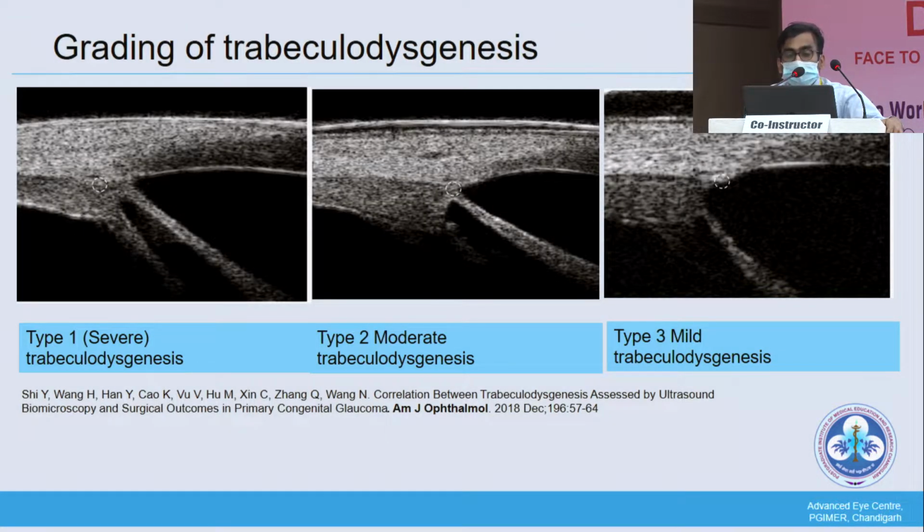So they graded the angle depending on the insertion of the iris and ciliary body. Severe dysgenesis means both the iris and ciliary process are inserted anterior to the scleral spur. The moderate one is where the iris is inserted at the level of the scleral spur, and the mild one is where both iris and ciliary body are inserted posterior to the scleral spur.